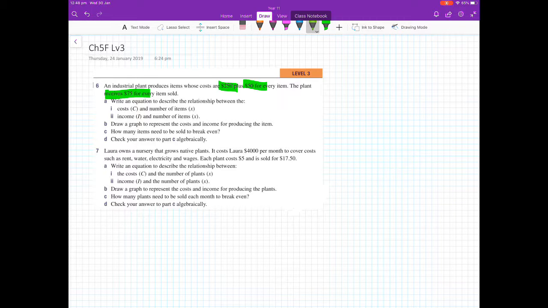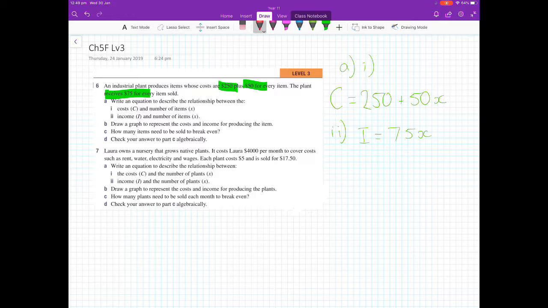Let's get some equations. Alrighty, our first one we're looking at says cost C and number of items. So C, the cost, is our $250 that it costs us, plus $50 for every item X, because in the question it is asking us to use C and X. 50 X's. Next one, using the income. So how much money we actually got coming in compared to the number of items. Our income is $75 for every item, so 75 X's. Two pretty easy equations. All we're going to do here is draw a graph.